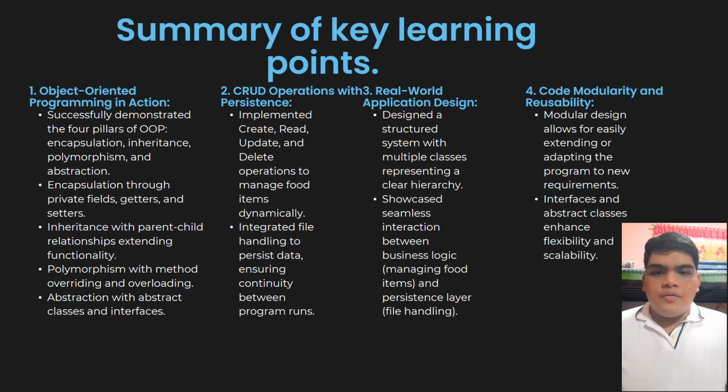And now, on to the final slide, which is the summary of key learning points. Object-oriented programming in action, in the first. Successfully demonstrated the four pillars of OOP: encapsulation, inheritance, polymorphism, and abstraction. Encapsulation through private fields and getters and setters. Inheritance with parent-child relationship extending functionality. Polymorphism with method overriding and method overloading. And abstraction with abstract classes and interfaces.